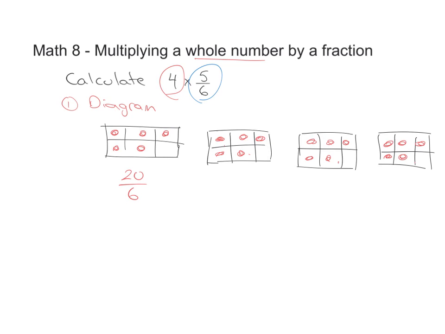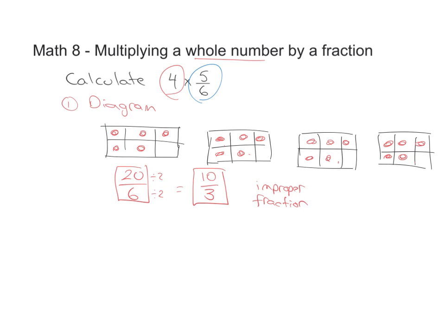Now a couple of things that we could do. 20/6 is not in lowest terms. Both of these numbers are even, so we know for sure we can divide by 2. So I'm going to divide both of these by 2 to begin putting it in lowest terms. This becomes 10 over 3. This would be an answer to the question in lowest terms, but it is an improper fraction.